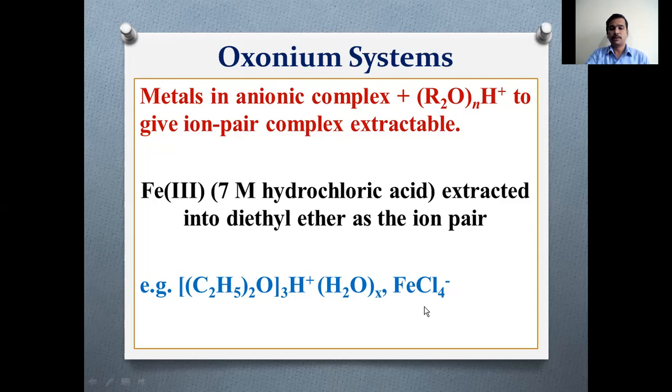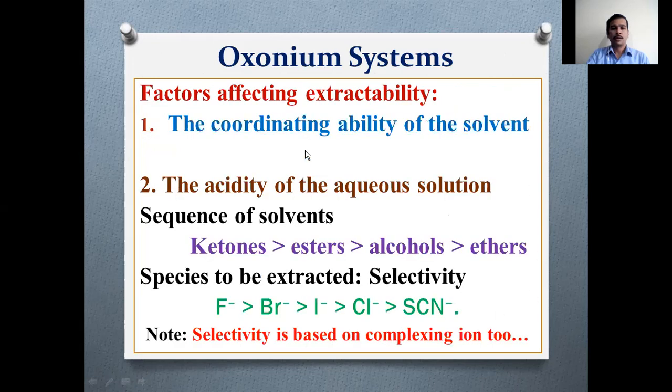This is from the sample. If the sample contains iron, you treat the sample with an excess of hydrochloric acid to convert that into the anionic species, and later we extract this anionic species into ether by adding ether to the aqueous sample solution, which is strongly acidic. So these types of systems are known as oxonium systems.